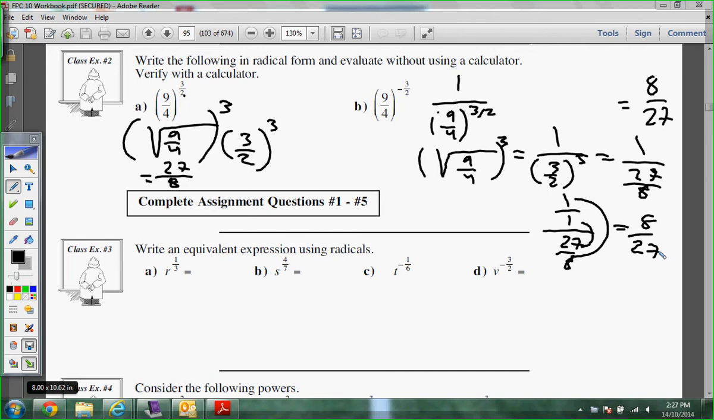Okay, Breezy, how do I write this in radical form? R to the 1/3. Good. Cube root R, very nice. Okay, Taylor. Seventh root S to the 4th. Okay, you put the 4 here, or you can put it there. Doesn't matter. Josie, you got a negative exponent. What are you going to do?